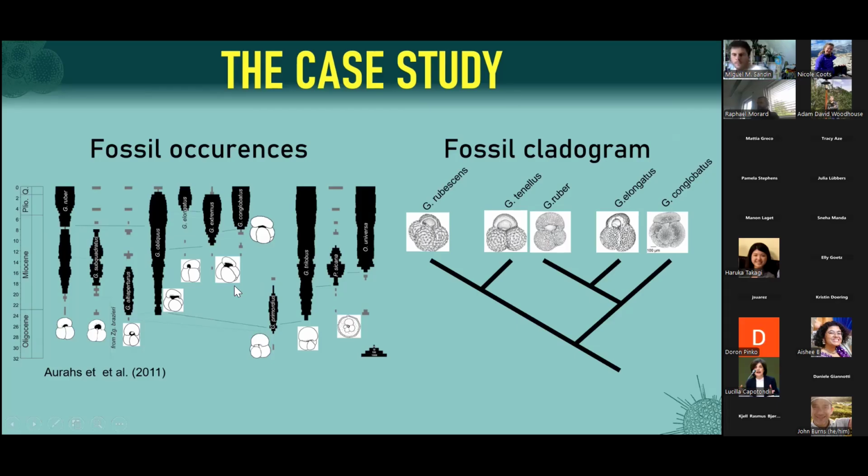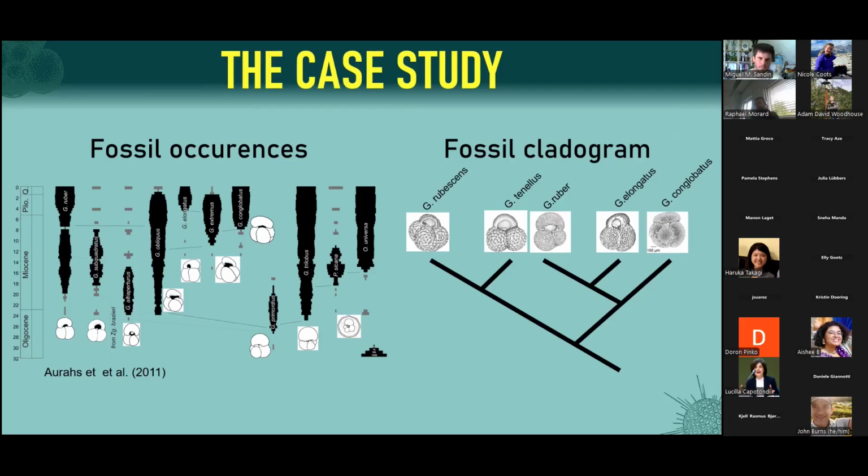On that figure, we don't have all the taxa that are here, but basically what we have is G. rubescens being sister to G. tinellus. Then we have G. ruber that is sister to G. elongatus, and G. conglobatus that is closer to G. ruber and elongatus than it is to rubescens and tinellus, and this is based on the general appearance of these foraminifera. So now the question is, we want to test this. This is our null hypothesis, and we want to test it with molecular data.